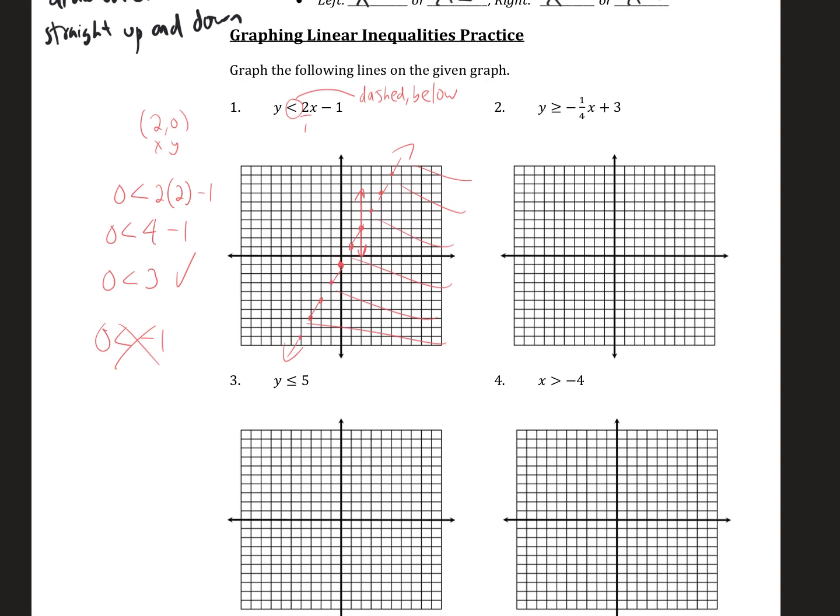If you would like to pause and try the rest of these, that's fine. We're going to go through them in a second.